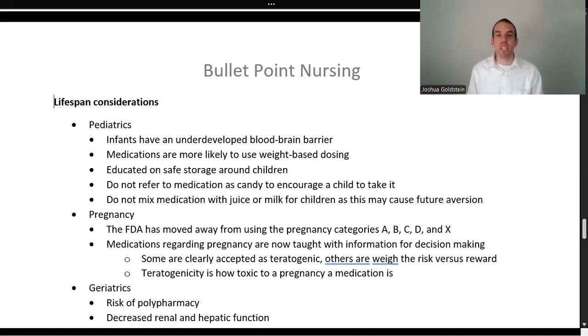Next, do not mix a medication for a child with juice or milk, because if it messes up the taste of the juice or milk, the child may never want juice or milk again, and those are generally considered healthy beverages for children. Next, let's talk about pregnancy for a little bit.